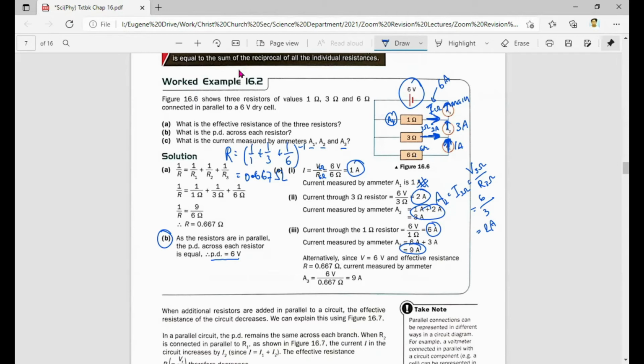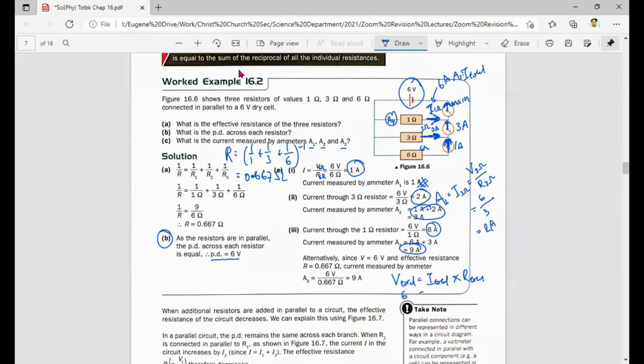Now, for part 3, there is a different idea also. The other way of doing it is that you know the voltage is 6 volts. A3 actually measures I total. So to find I total, I take V total, which equals I total times R total. The R total you measured here is 0.667.